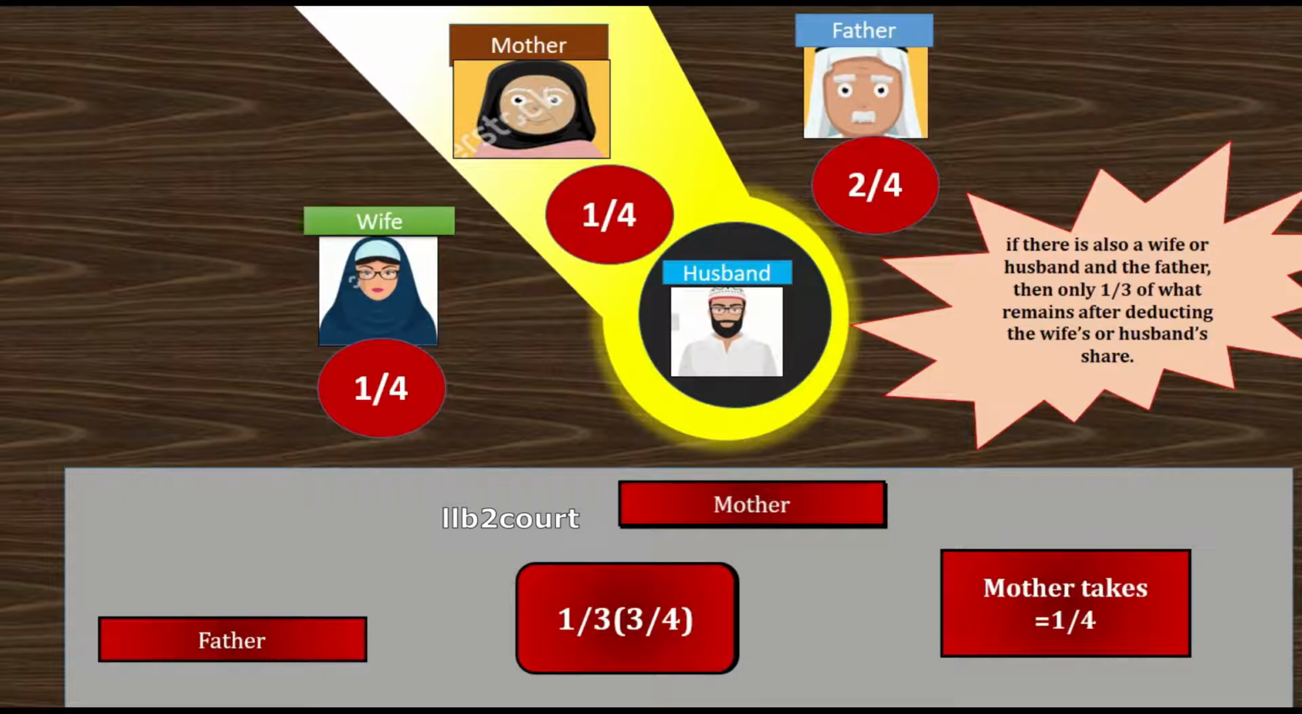But right now what you need to understand here is, when the deceased person is survived by wife and father and he doesn't have any children, in that case the mother won't get 1/3 of the whole property, but she will get 1/3 of what remains after deducting the wife's share. In this case, as you have seen, the mother is getting only 1/4. If the wife or father were not surviving, the mother would have got 1/3. But here, since wife and father are surviving, she got only 1/4.